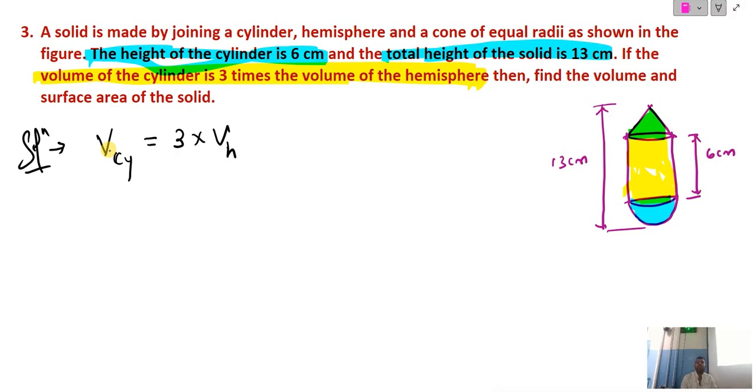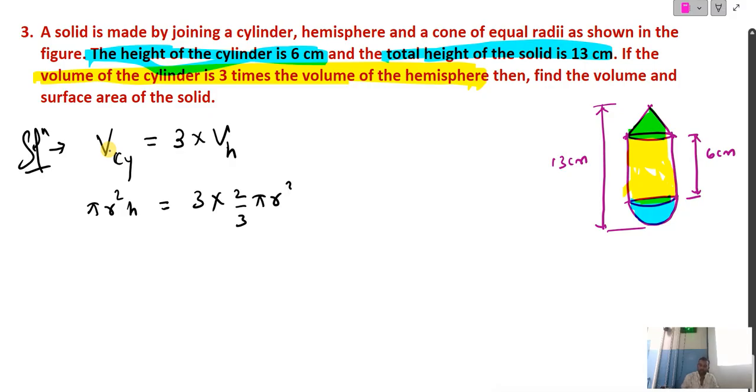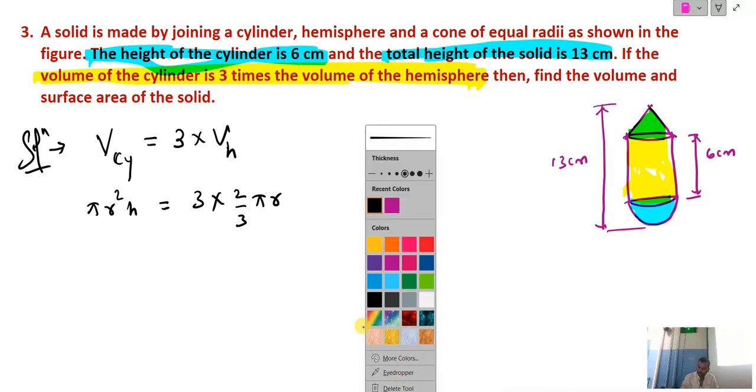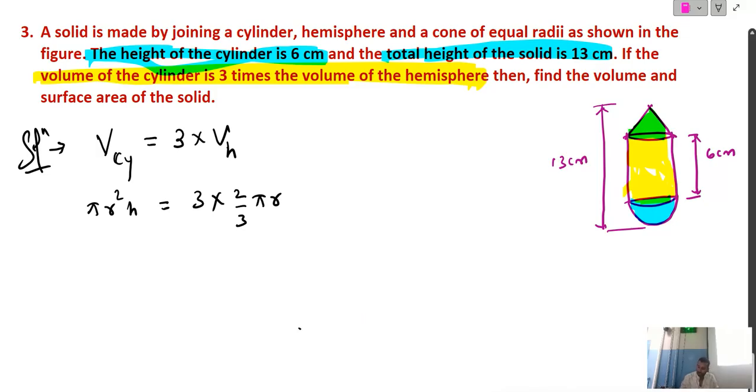Now, first let me consider this. Volume of cylinder is 3 times of volume of hemisphere. Shall we write the formula of volume of cylinder? We know that the volume of cylinder is pi r square h is equal to 3 into volume of hemisphere, which is 2 by 3 pi r cube. 2 by 3 pi r cube. Am I right? Is this clear? 2 by 3 pi r.